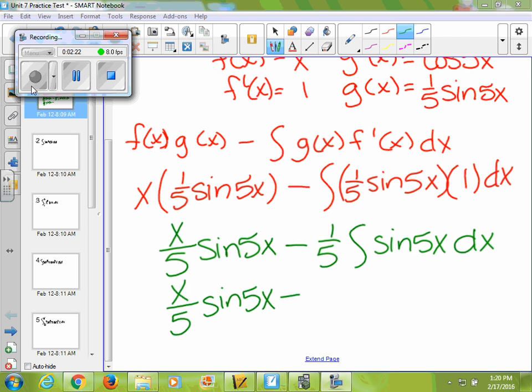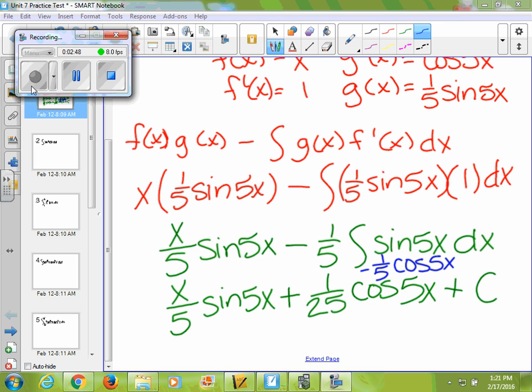The integral of sine of 5x is 1/5 negative cosine of 5x, so I'd end up with 1 over 25. Negative cosine makes that a plus, so plus 1/25 cosine of 5x plus c, because the integral of sine of 5x is negative 1/5 cosine of 5x, and 1/5 times 1/5 gives me the 25, and negative times a negative gives me positive. So you end up with x over 5 sine of 5x plus 1/25 cosine of 5x plus c.